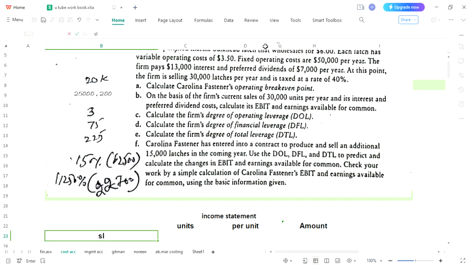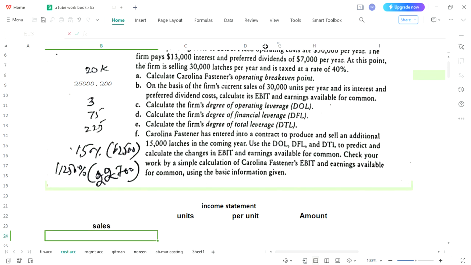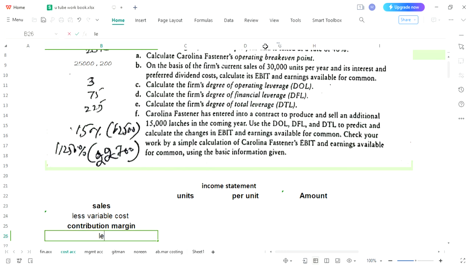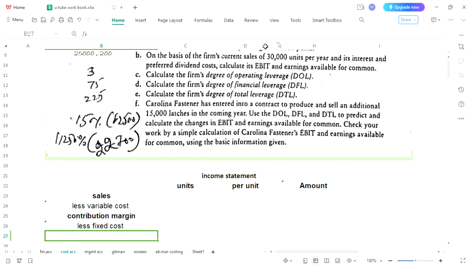So let's start with sales. You will subtract your variable cost, and you will get your contribution margin. Then you will subtract your fixed cost, with which you get your net margin, which is also called earning before interest and tax.